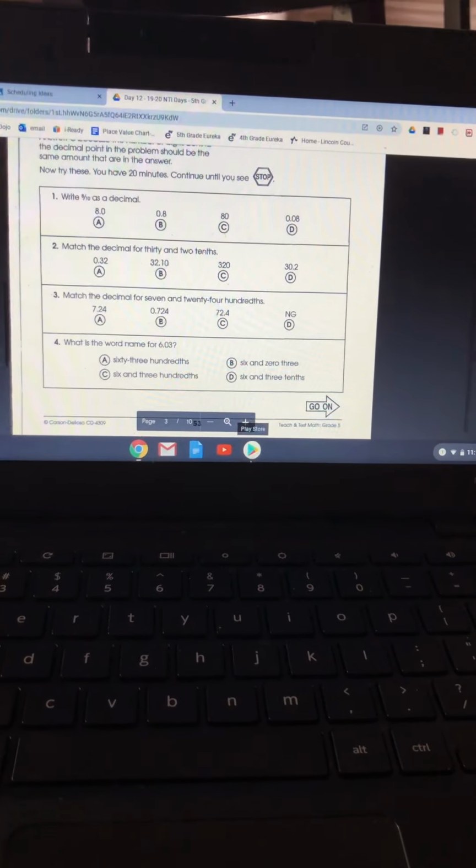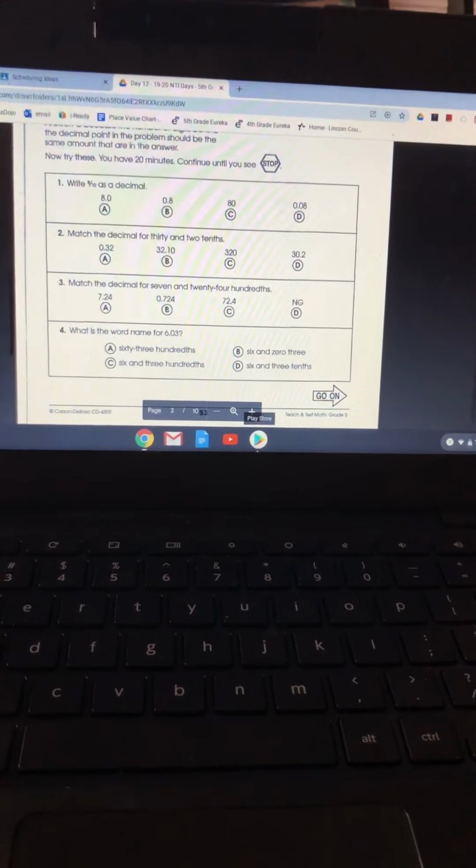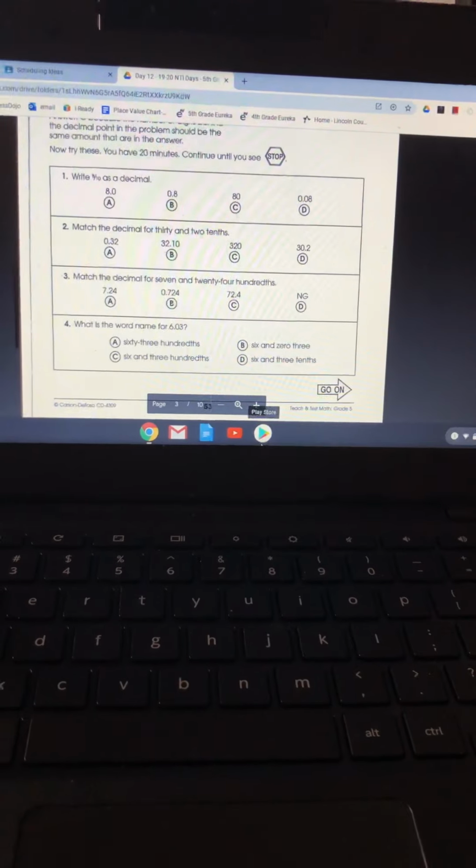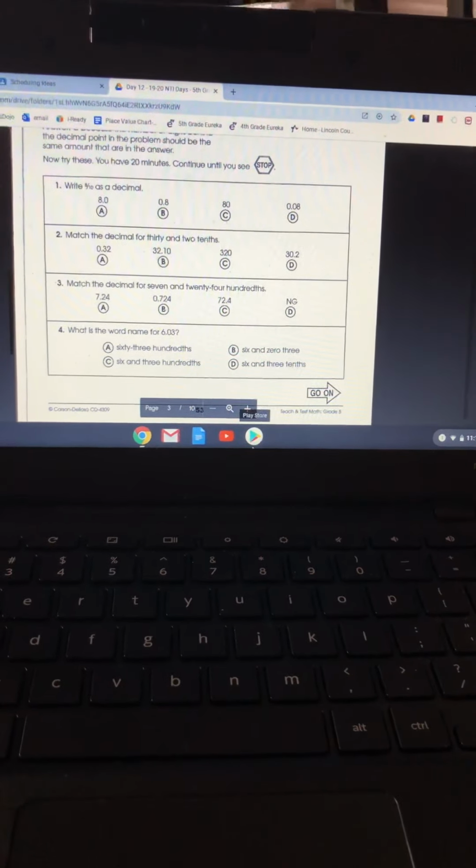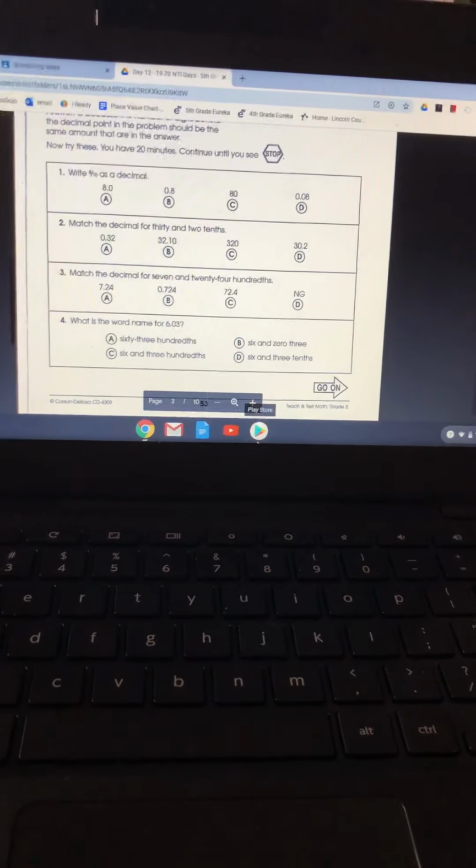Good morning, fifth grade. I was looking at NTI Day 12, and I thought that maybe some of you all could use some help, so I thought I would jump on here. The first thing that I think would be beneficial for you all to do is draw a place value chart. So that's the first thing I'm going to do.